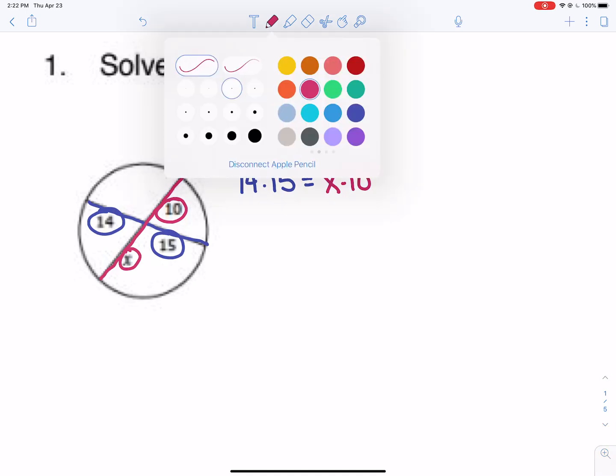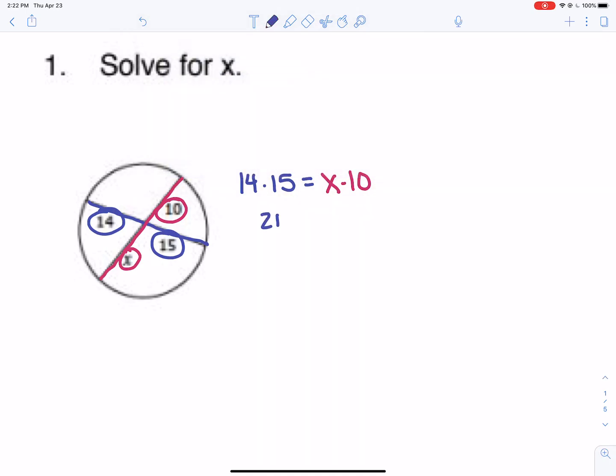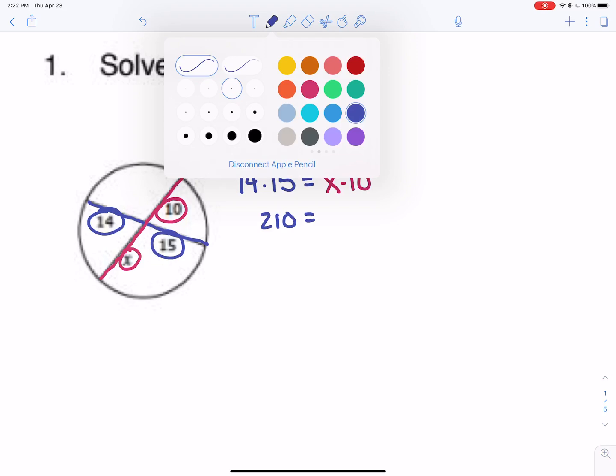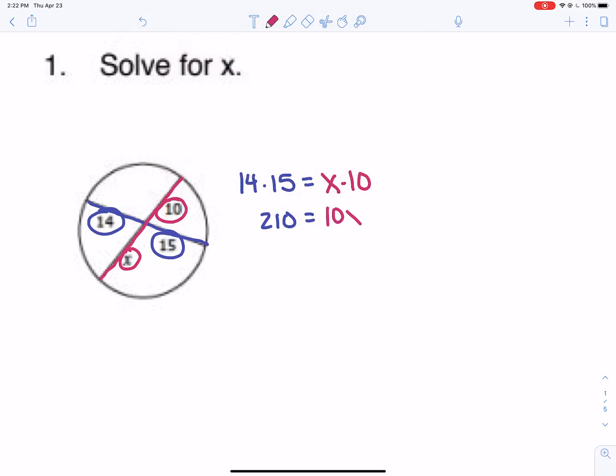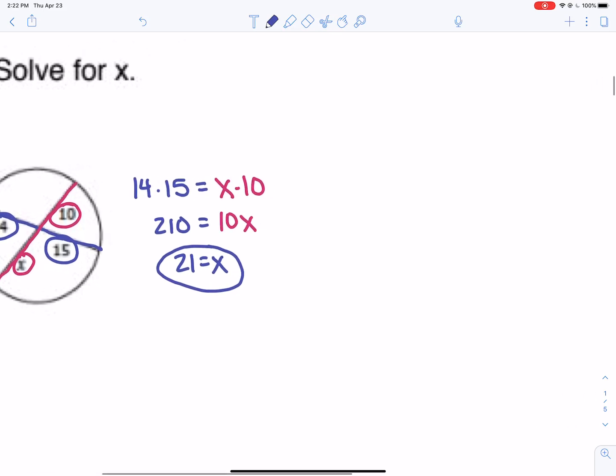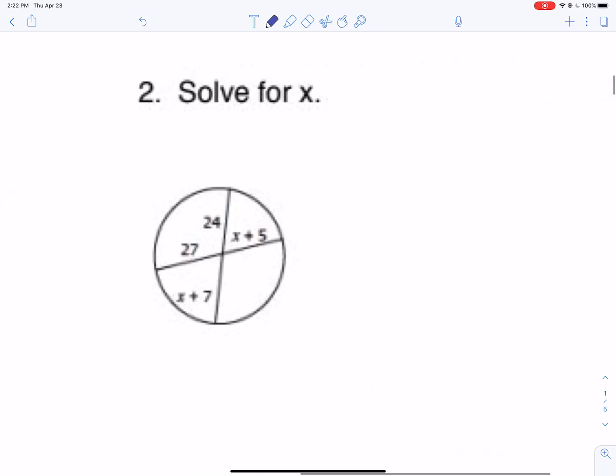So 14 times 15 is equal to 210. And on the other side, we have 10x. We just have to divide both sides by 10, and we get x equals 21. We only needed to solve for x, so that's it for example 1, which was a type 1 problem.